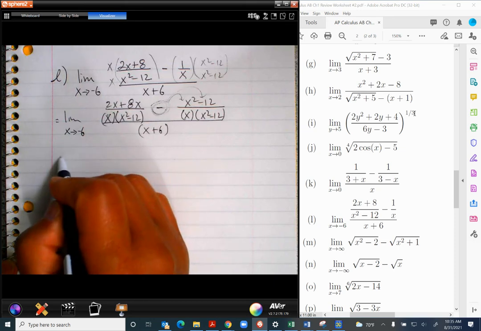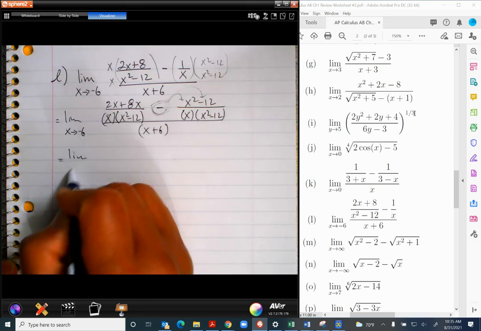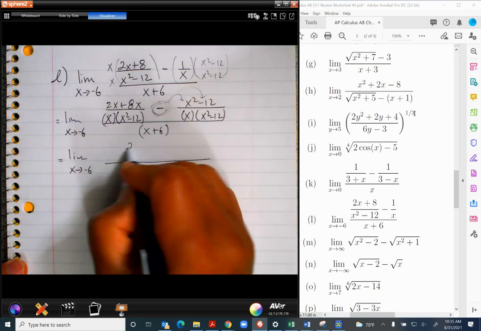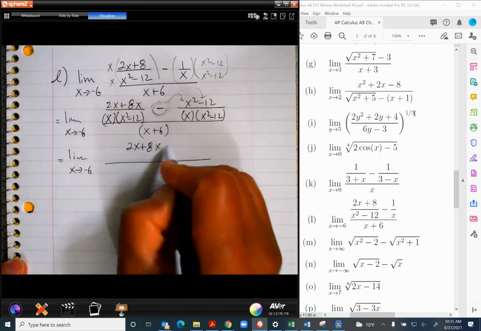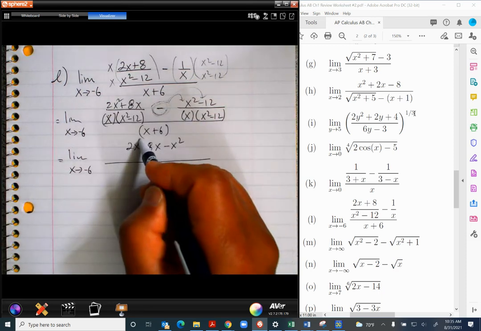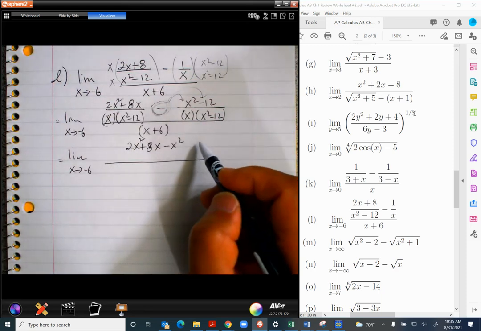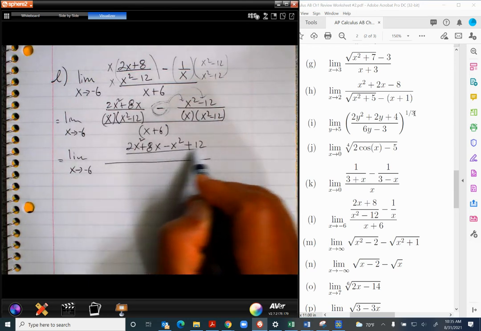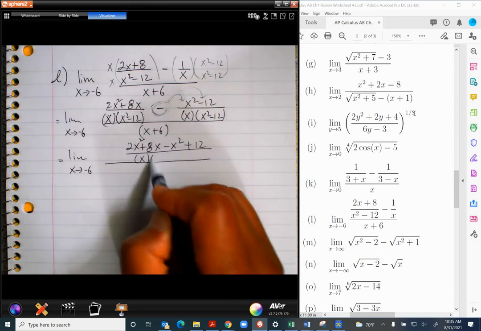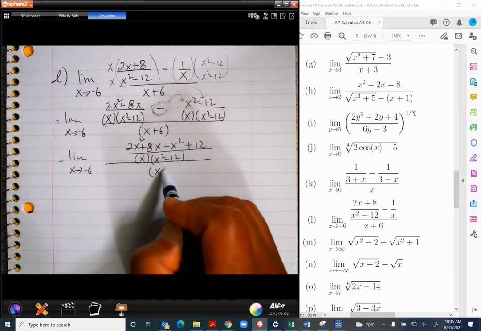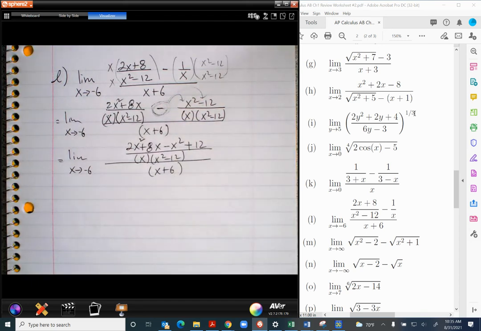So this is limit as x goes to negative 6. This is 2x squared, sorry, 2x squared minus 8x minus x squared plus 12, all over x times x squared minus 12, all over x plus 6. All right, I'll give you time to get caught up.